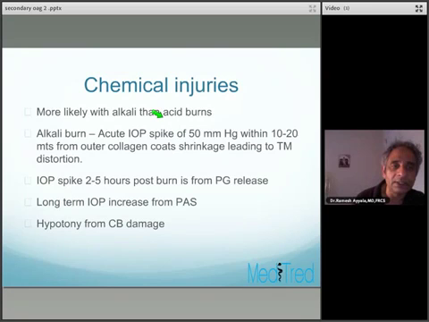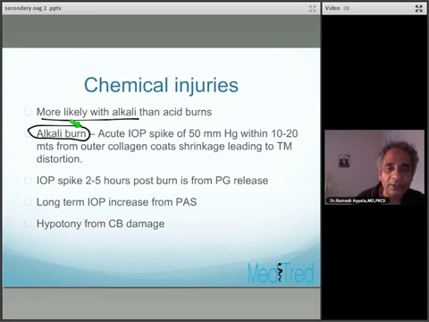Chemical injuries leading to glaucoma are more likely to happen with alkali burns compared to acid burns. Now, following an alkali burn, the pressure goes up in an acute fashion, so within 10 to 20 minutes after the injury, to approximately 50 millimeters of mercury, from outer collagen coat shrinkage, meaning that the scleral collagen shrinks around the area of the trabecular meshwork, leading to the TM distortion. That's what causes the pressure to go up soon after the alkali burn.